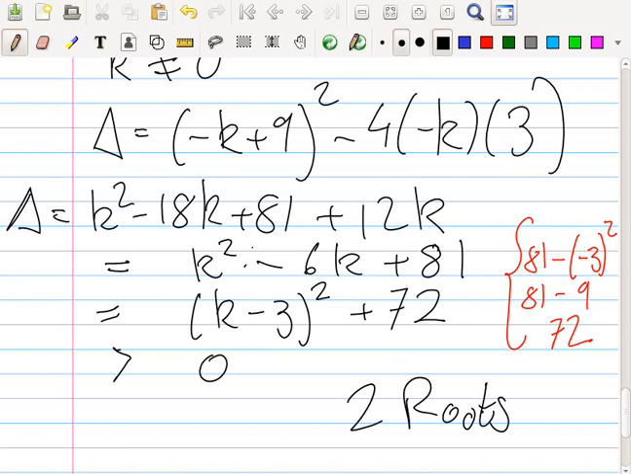Could you find the roots? No, because you don't know what k is. So this is what you call in maths an existence proof. I have proven that there are 2 solutions and I can't tell you what they are. I can tell you there's 2 of them. I just can't tell you what they are. Okay? So write this one down.